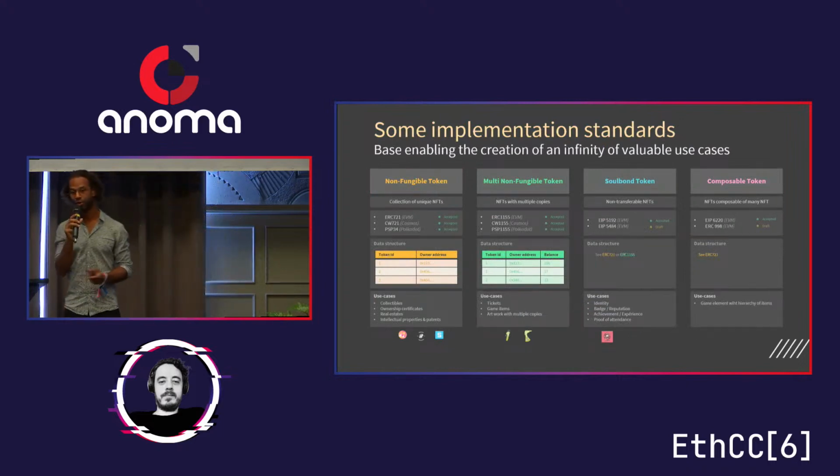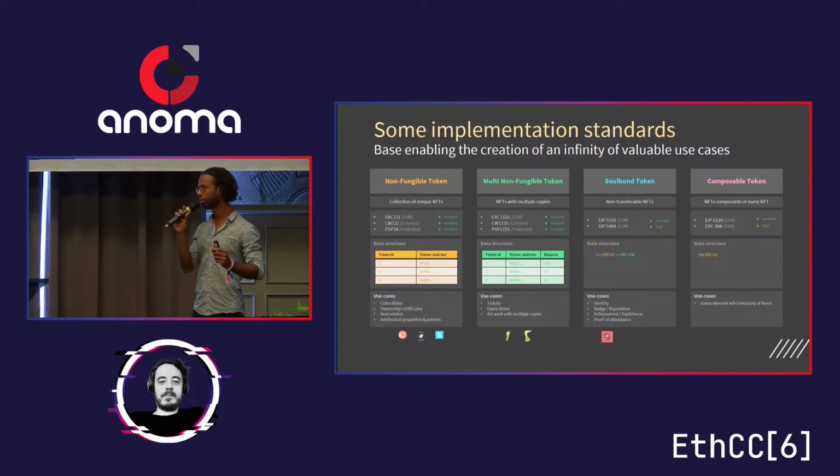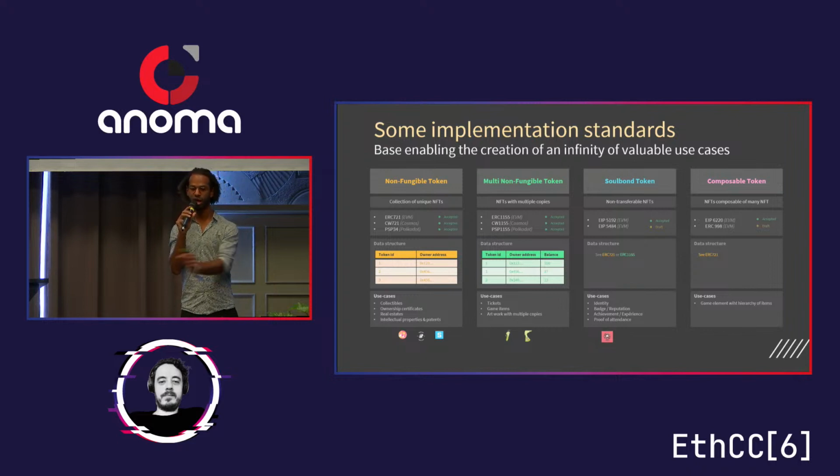To build use cases, we came up with several standards that help standardize, so it enables interoperability between the different NFT implementations and so on. The first one is ERC 721, but you can see that depending on the blockchain, you have different standards. But basically, it's quite simple. It's an identifier that will identify the asset and an ownership.